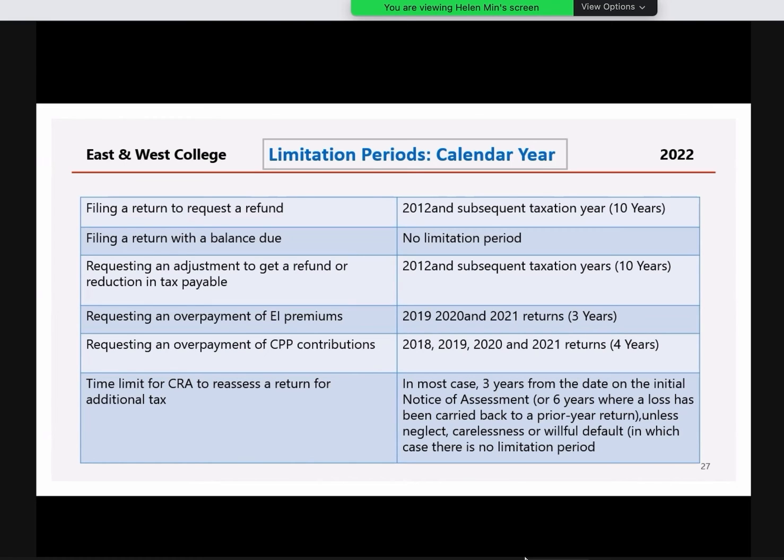Regarding overpayment of EI, yesterday we already went through that. Okay, EI is only 3 years, and CPP only 5 years. So, sorry, CPP only 4 years. So this year, it is 2018, 19, 20, 21, so that you can do. If you have an overpayment in 2016, 17, then you lost it. Okay, then you lost.